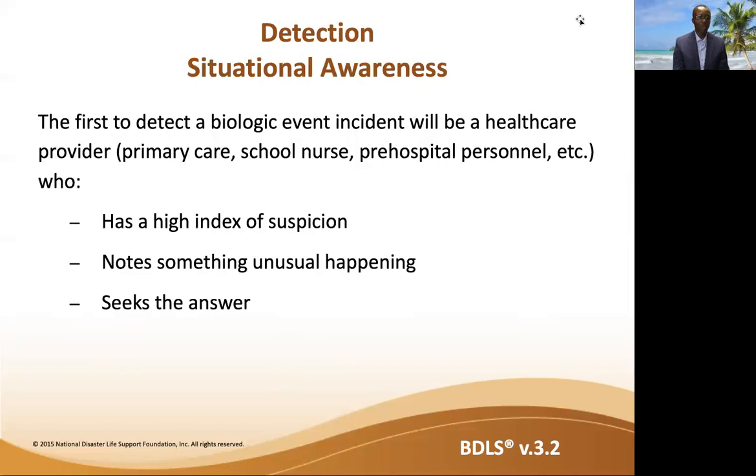A clinician who notes that something unusual is happening and seeks assistance for an explanation is likely to be first to detect a covert release of a biologic agent or re-emerging infectious disease outbreak. The most important aspect is for all healthcare providers to have a high index of suspicion for biologic events and to avail themselves of public health reporting.